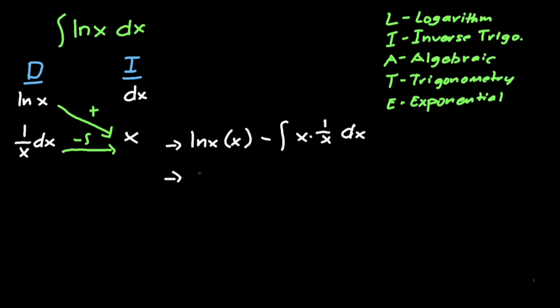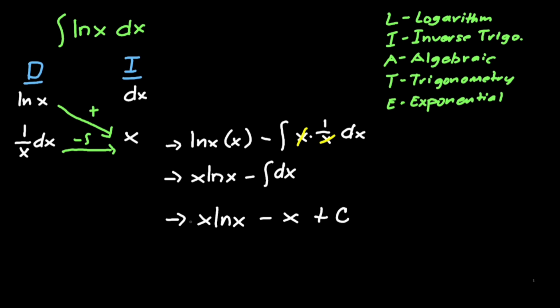So simplifying this, you will get x multiplied by ln of x minus the integral. For this, x and x will cancel each other out, so you are left with the integral of dx. So the final answer would be x ln of x minus the integral of dx, which is simply x. And don't forget to add plus c.